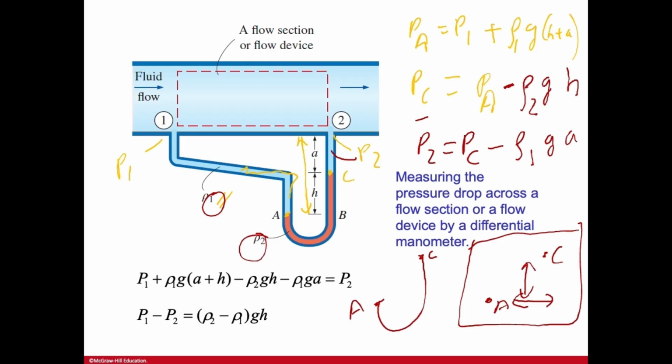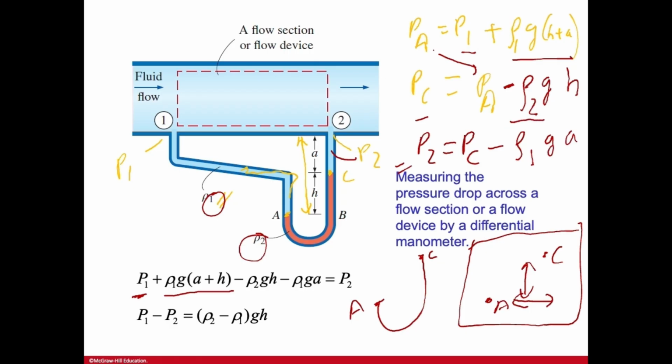times g times a. If you substitute PA and PC into this relationship, you essentially get a relationship for P2. You can combine these three equations, and what you end up getting is, if you put PA in here, the first two terms, from the first relationship of PA, become these first two terms here: P1 and then rho 1 g (a plus h).